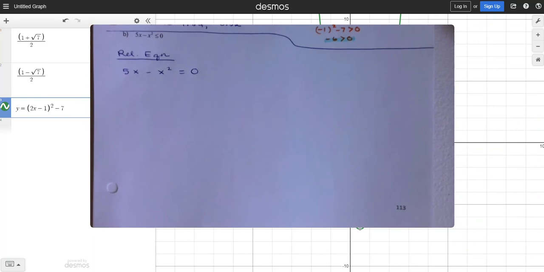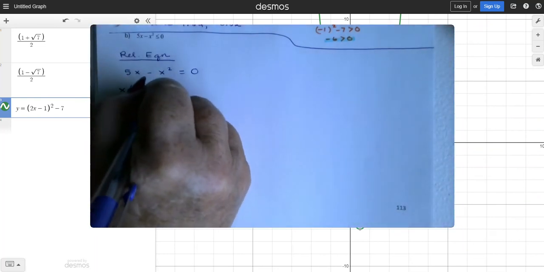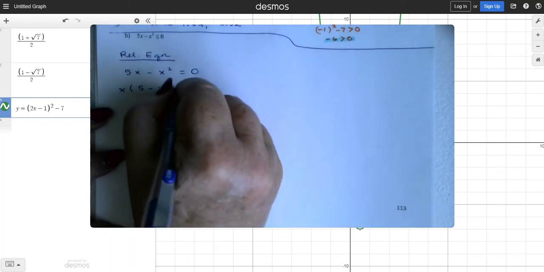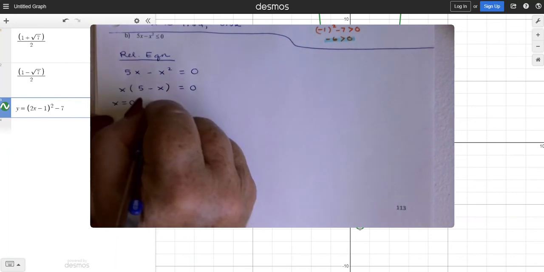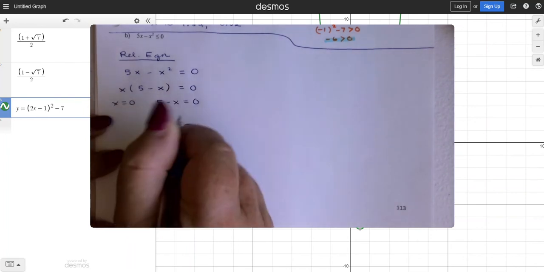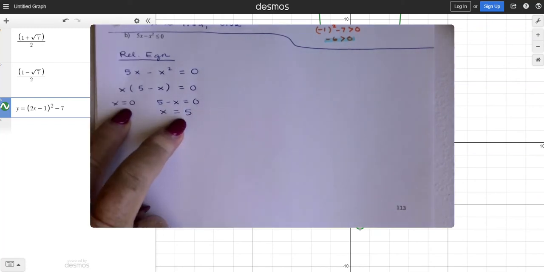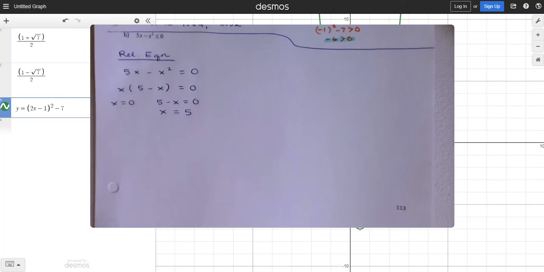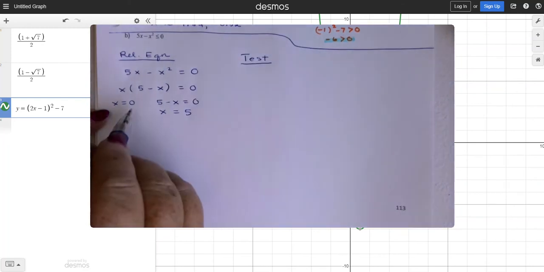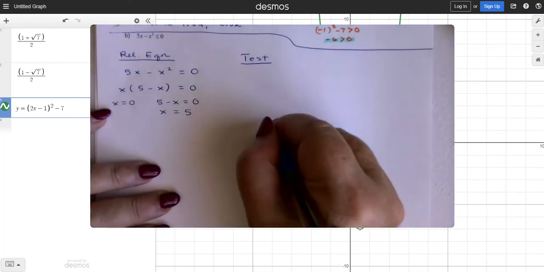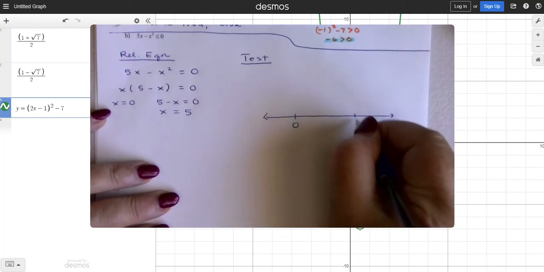I could factor a GCF out of this one. I can factor out an x. So I'd have x times 5 minus x equals 0, giving me x equals 0 and 5 minus x equals 0, which just gives me x equals 5. So there are the two solutions to the related equation. I'm now going to test the intervals that those two solutions create. 0 and 5.